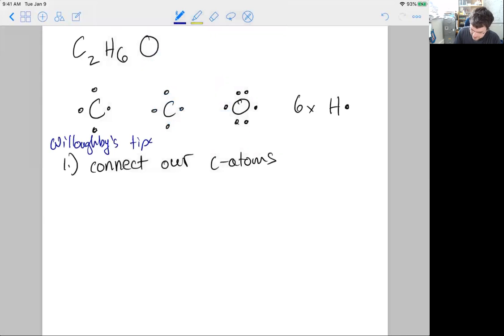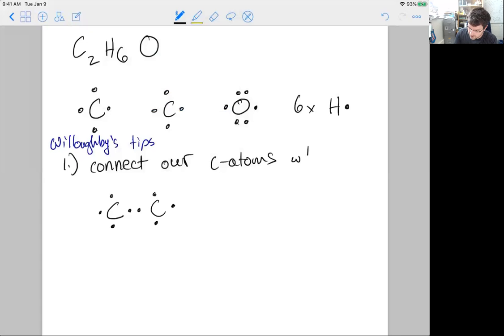Willoughby's tips, you could say. So this is me just saying, all right, let's start by connecting our C atoms. You don't have to start this way. It's just that if you start this way, I found I tend to get correct answers. Now, for all of these, there are multiple answers, but we don't have to come up with all the answers right away, at least. We just come up with a few, and this is a good way for us to get started. So we're going to connect our C atoms.